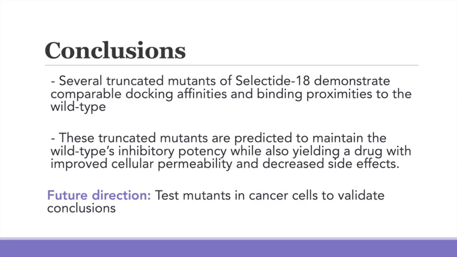And in conclusion, several truncated mutants were predicted to maintain the wild type's inhibitory potency while also yielding a drug that has improved cellular permeability and decreased side effects just due to the fact that they have comparable docking affinities as well as binding proximities when compared to the wild type drug.